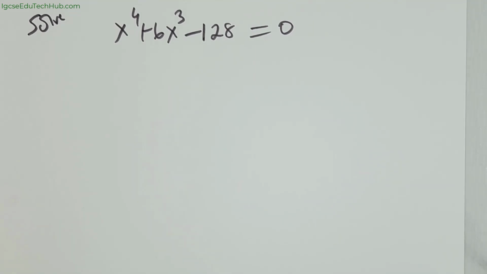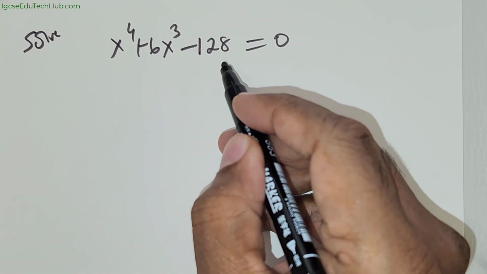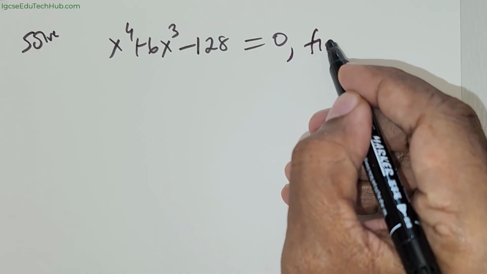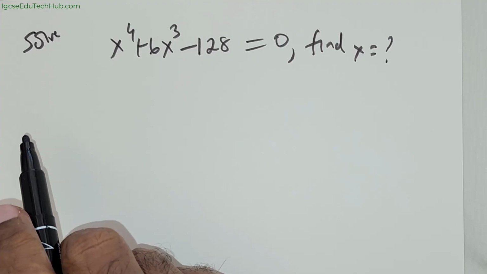Good day everybody, we are given a beautiful question. x to the power of 4 plus 6x cubed minus 128 is equal to 0. We are expected to find the roots.